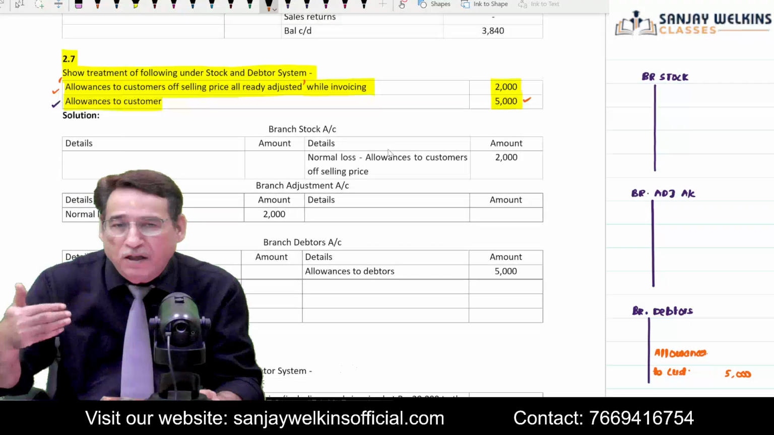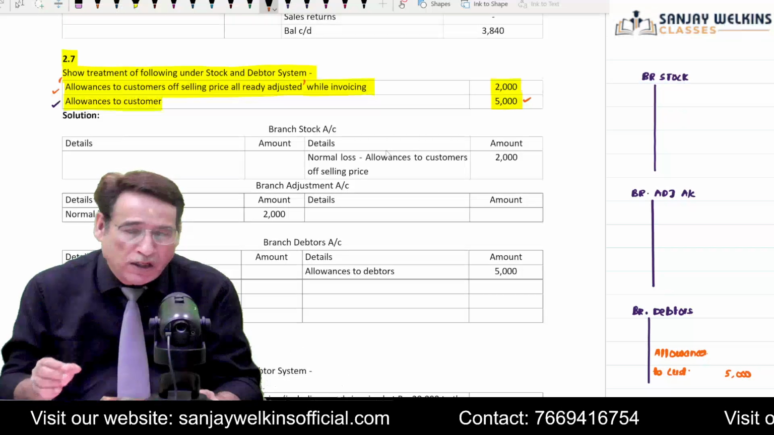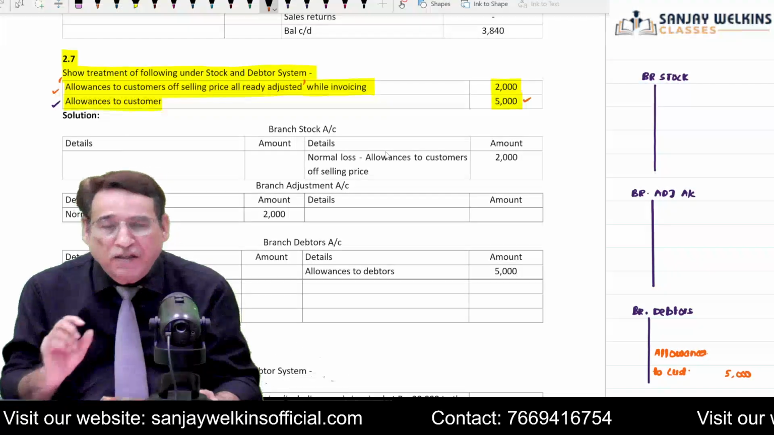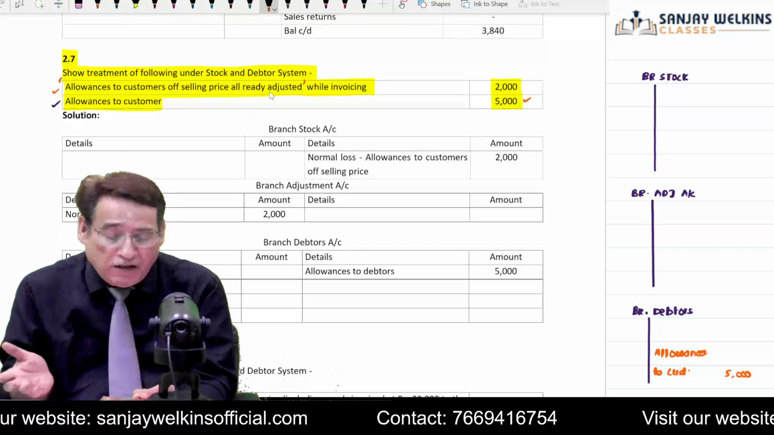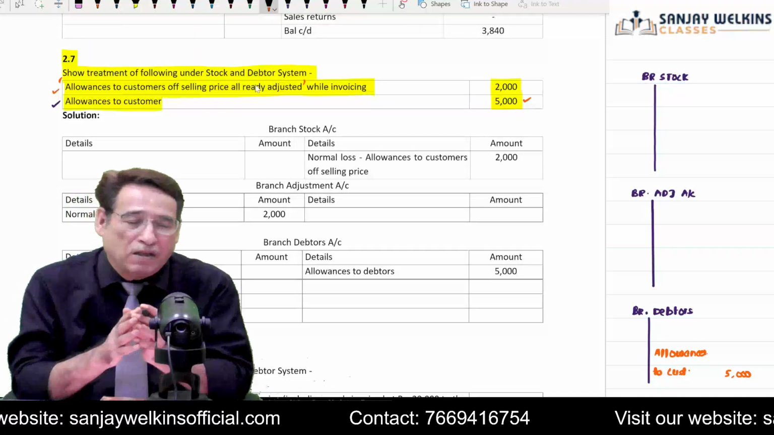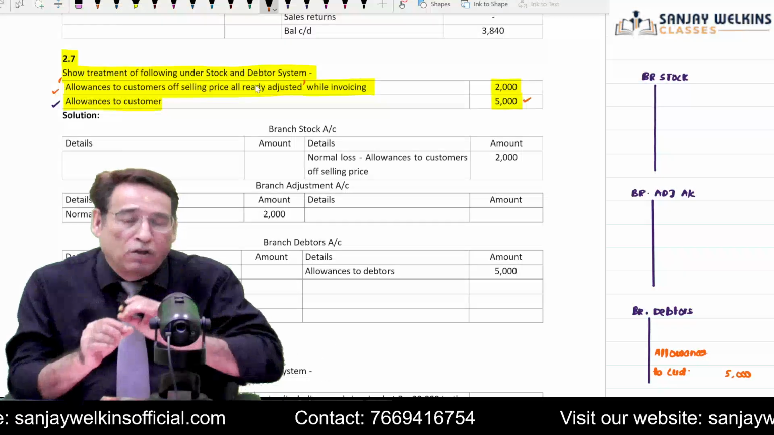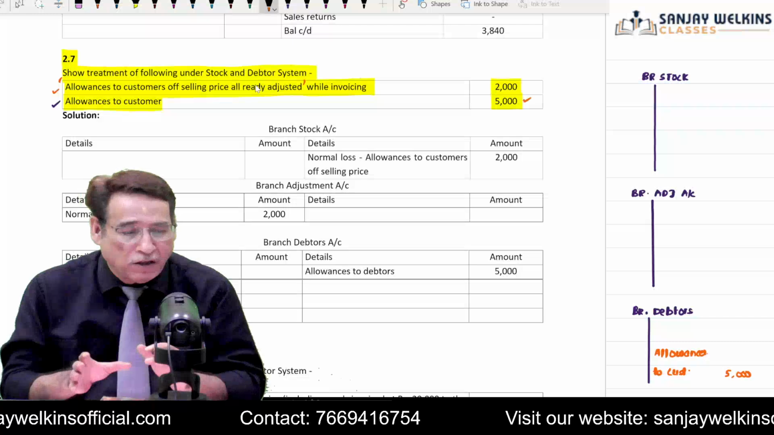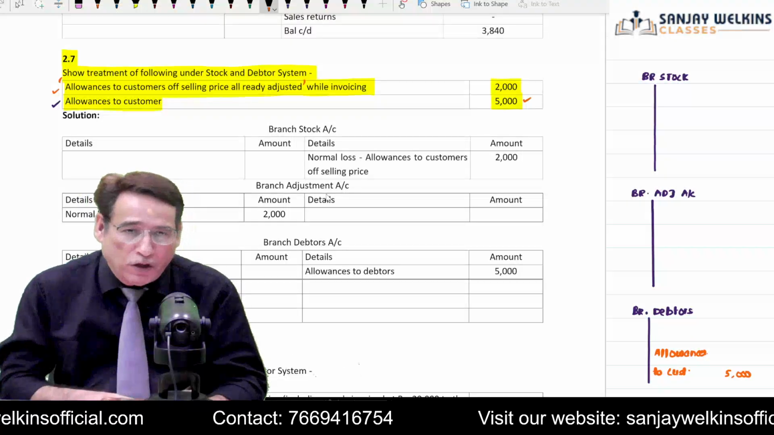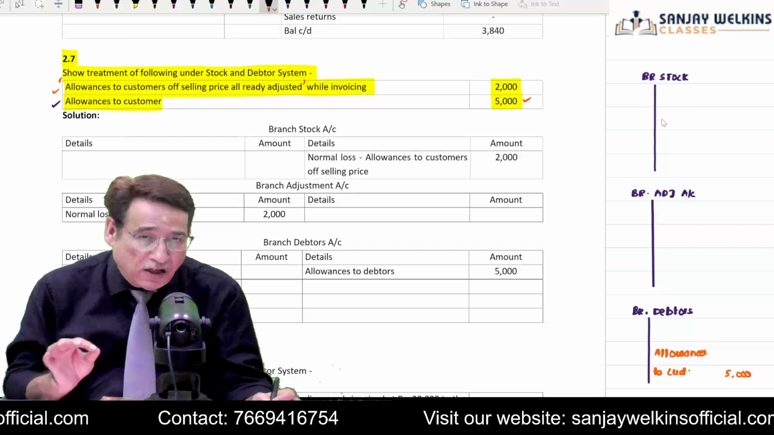You will simply take it as a normal loss. That means we can treat a loss as normal loss only if the word normal is written. But this is an exception. If allowances to customer of selling price is given, it means indirectly it is a normal policy of the business to give some rebates out of selling price. Is it clear to you? So that is why it is treated as a normal loss.